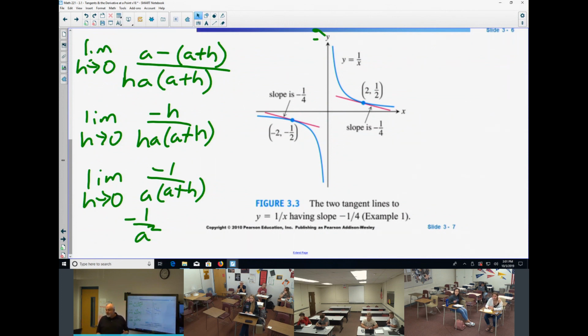If we want to plug in a number for a or for x or whatever variable you use, you can get the slope at a specific point. So this is the slope of the tangent at any point, and then if we plug in a number, it gives us the slope of the tangent at a specific point. Okay?